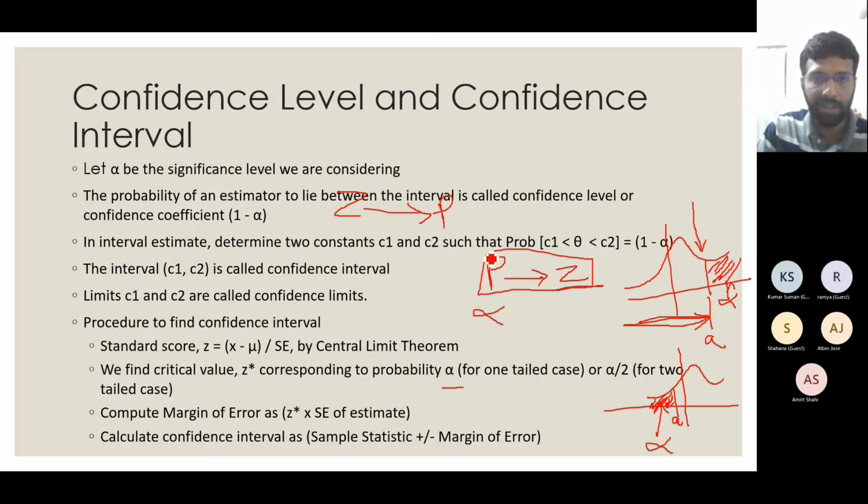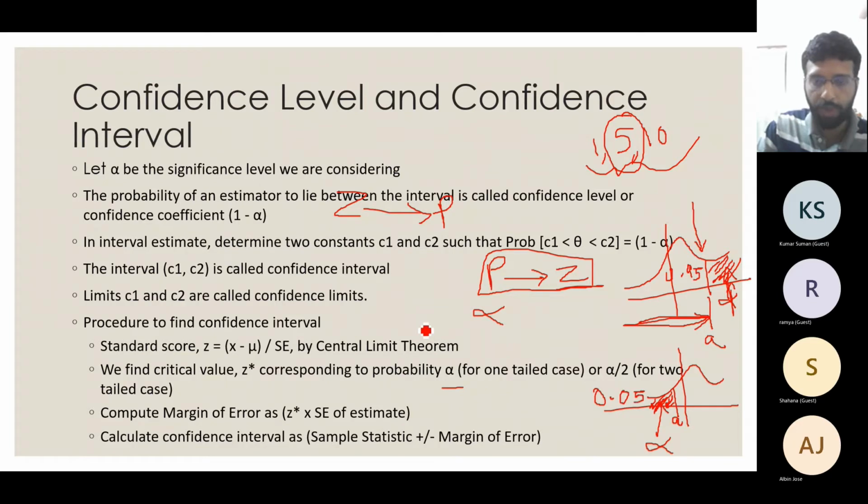So alpha can be 1%, 5%, 10%. That will either be specified in the question, or if it is not specified in the problem, we can assume it as 5%. So in the right-tailed case, my alpha will be 5%. I have to find this area corresponding to probability 0.95 in my set table. And in the left-tailed case, my alpha will be 5%, and I have to find the set value corresponding to probability of 0.05. So these are my one-tailed cases.